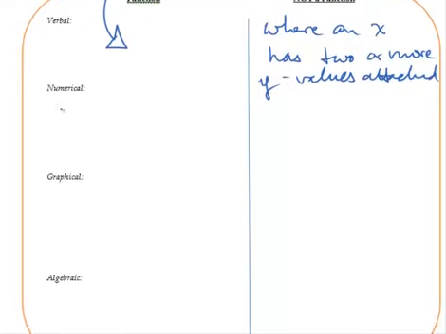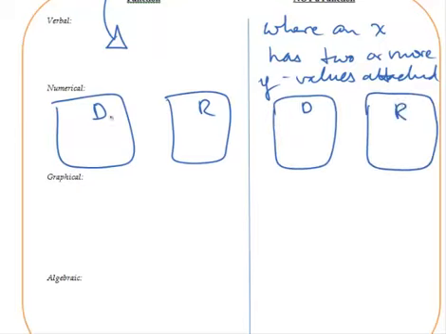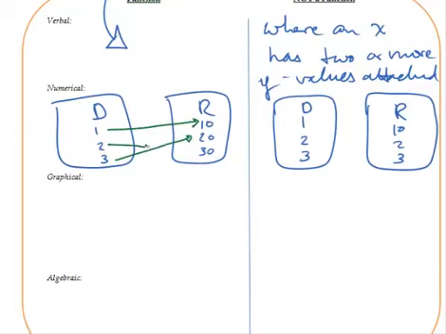Numerically, so for example, thinking about our mapping diagrams that we just saw here, if you have your domain and you have your range, okay, and let's say you have 1 and you have 2 and you have 3, and then over here we have 10, 20, and 30. A function would be where the 1 is connected with a 10. Let's say the 3 got connected to the 20, and the 2 got connected to the 30, but each one of them has a unique y value coming out.